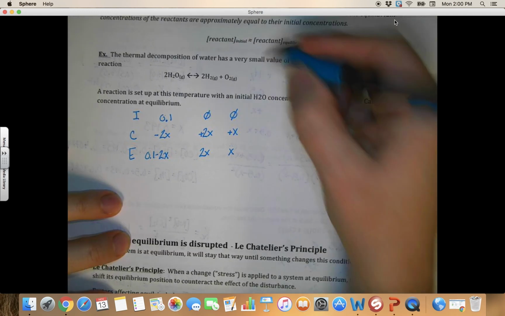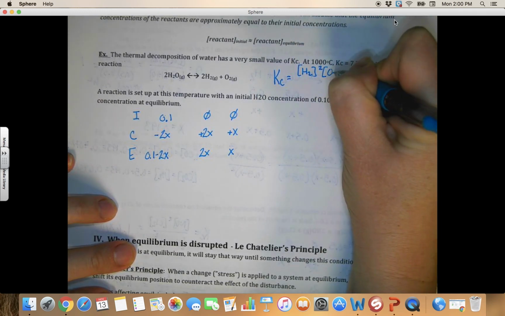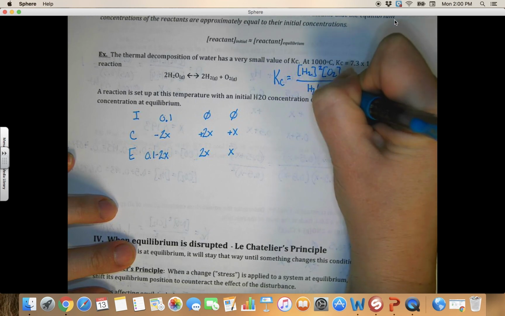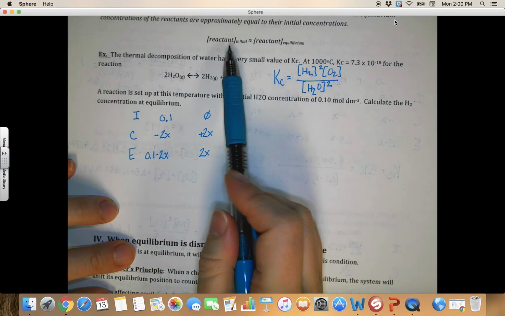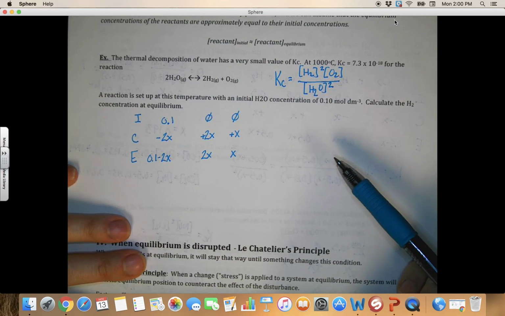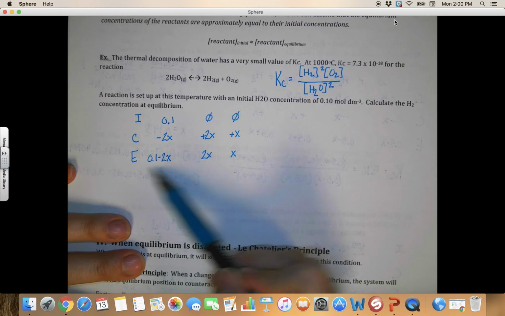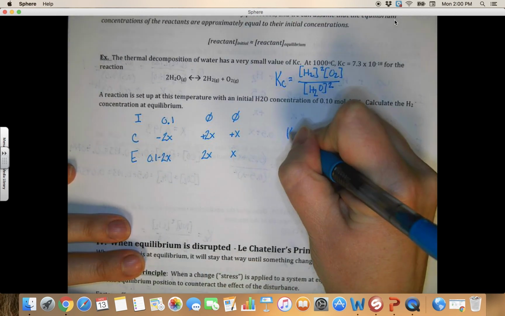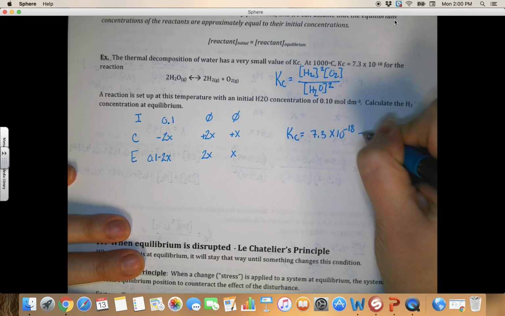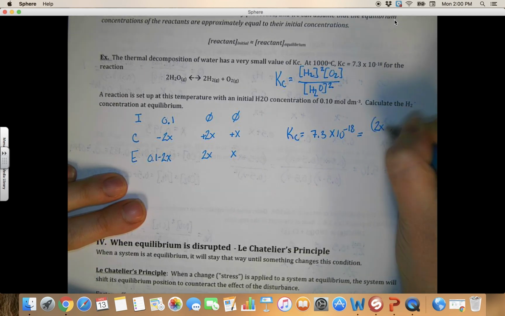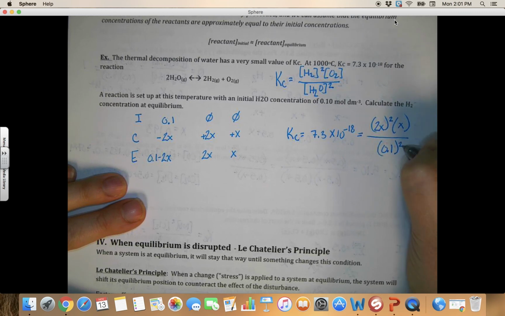Well, our Kc expression would be hydrogen squared times oxygen over water squared. And here we're going to say that the initial concentration of water is more or less the equilibrium concentration of water. So we're not going to worry about this 0.1 minus 2x. We're just going to call it 0.1, squared.